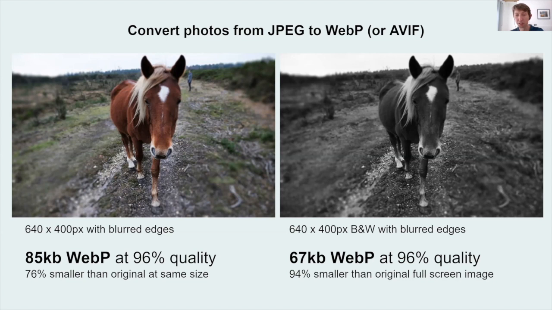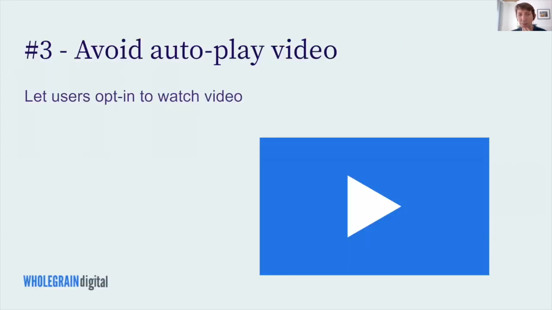So you can see the final image is black and white, blurred edges, WebP. I've got it down to 67 kilobytes from the original full screen, full color JPEG image, which was 1.2 megabytes, which is 94% smaller than that first image. So there's lots of things you can do with images to really get the file sizes down. And if you think about it carefully in the design process, you can do that in a way that doesn't detract from user experience.